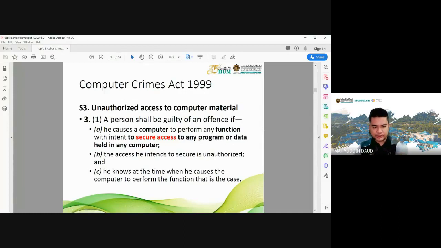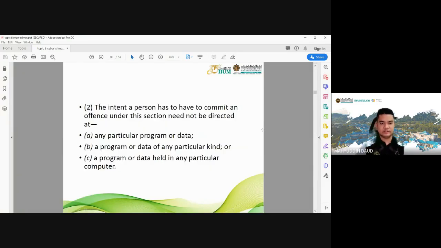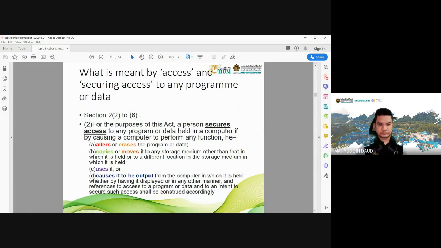Look at the red words here, secure access. So this has been statutorily defined as well. Section 2, clause 2 says what it means by secure access. For the purpose of this Act, a person secures access to any program or data held in a computer if by causing a computer to perform any function.